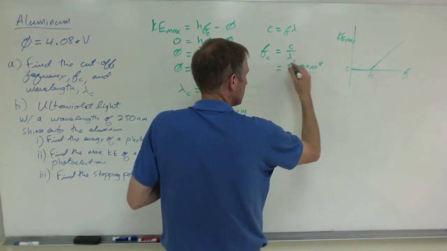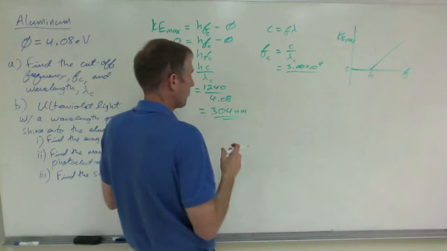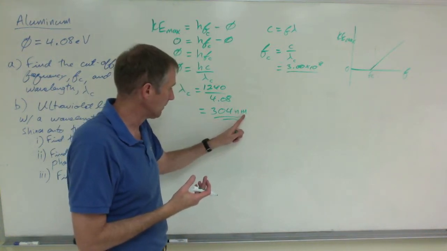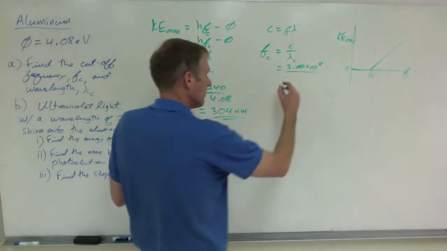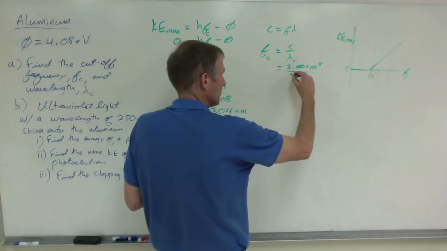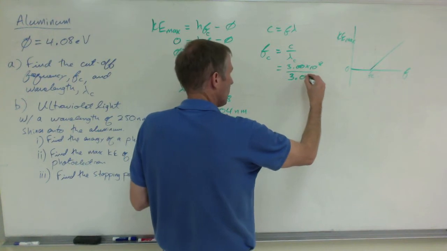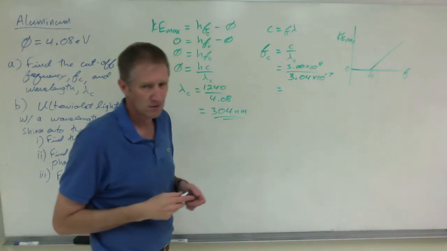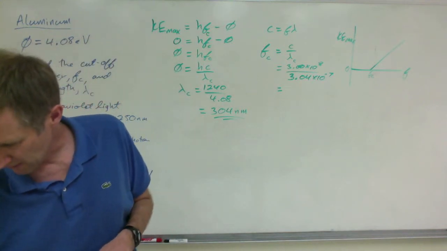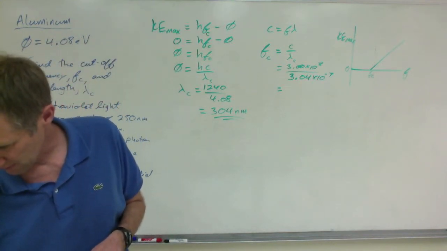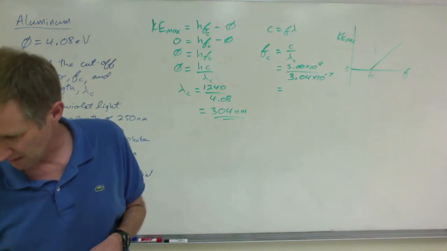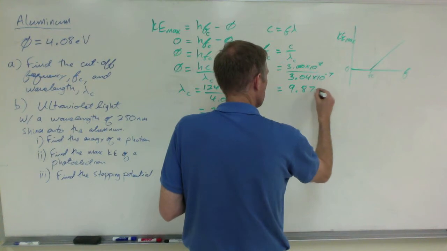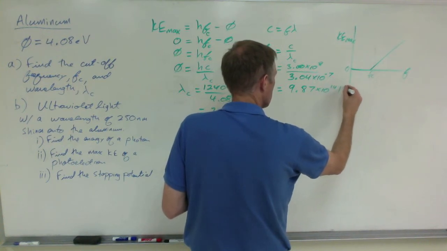meters per second has to be divided by 304 times 10 to the negative 9 meters, because nano is 10 to the negative 9 meters. Or 304 times 10 to the negative 9 is the same as 3.04 times 10 to the negative 7 meters, either one. And that comes out to be 9.87 times 10 to the 14 hertz.